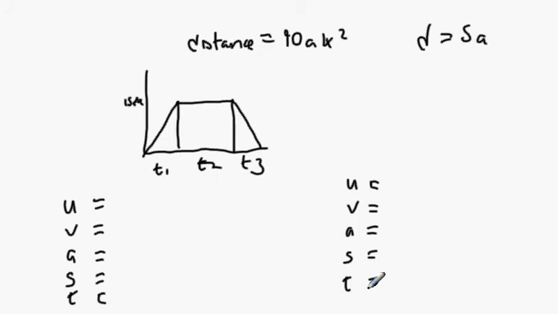So what we get here is the following. U is the starting velocity; it starts off from rest. V we find, acceleration we know. But it starts off from rest. V is 15.